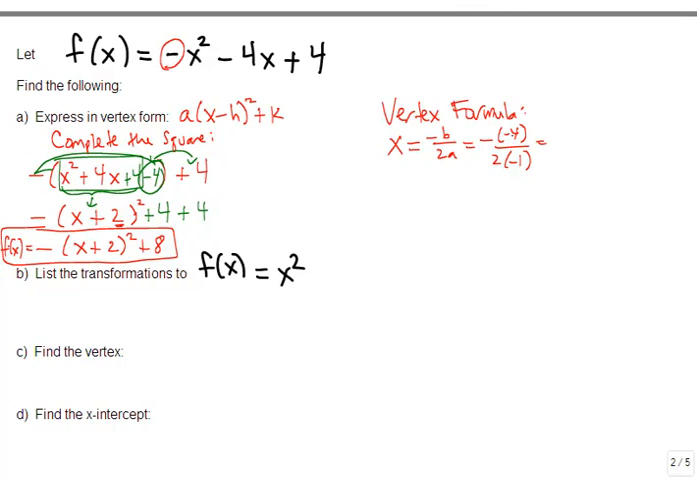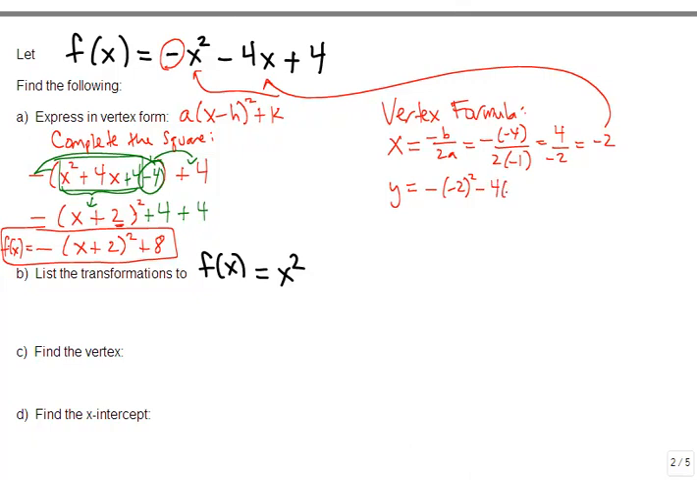So I get a minus 4, which is plus 4, over 2 times negative 1 is negative 2, and that reduces to a negative 2. So now that I know what x is, all I have to do to find y is plug it in for these two x values. So y is going to be negative 2 squared using parentheses minus 4 times negative 2 plus a 4.